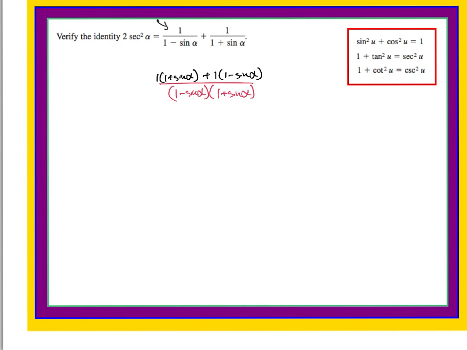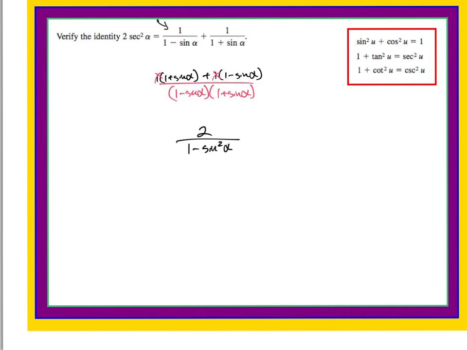Now what? We distribute the 1. So that's good. Now what? We combine like terms. So what do we get up top? We get 2. The sine alphas cancel up top. So now I have 2 over. What should we do to this bottom? The other F word. Foil. So what does it foil to? 1 minus sine squared alpha.